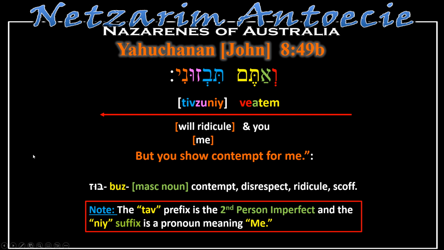So you could say, yeah, you will ridicule me. You could say it like that too. But we've already said you, so we don't tend to repeat it then. And you will ridicule me. But you show contempt for me. Same idea, right? And we read it. Ve'atem tivzuni. And you will ridicule me.